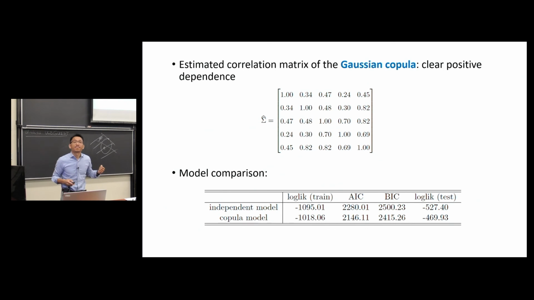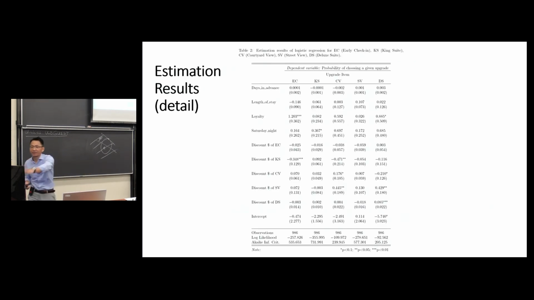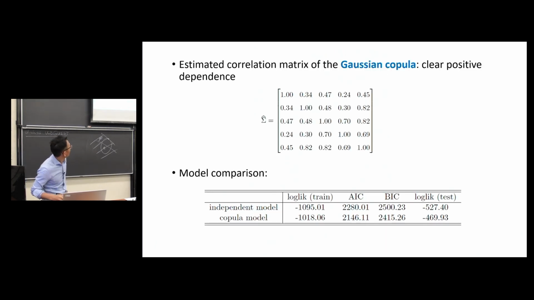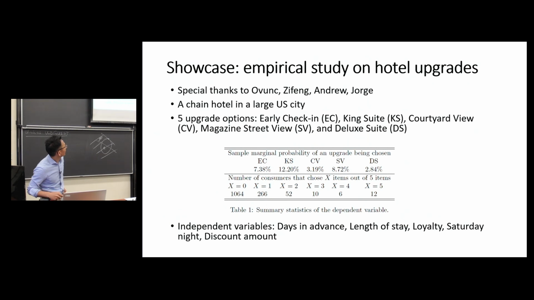They are positively correlated. And we also compare this model with the independent model, where the utilities are independent. We find the new model performs better. Here is the likelihood in the training and in the testing. The larger the better. We also have AIC, BIC, the smaller the better. And here we have the estimation result in detail. Yes, that's why this model is better than the logit choice model.